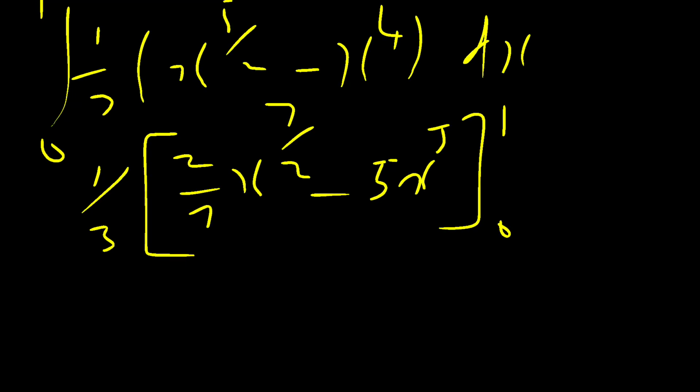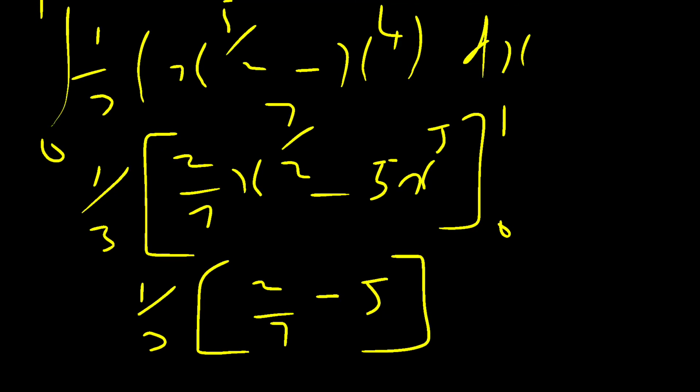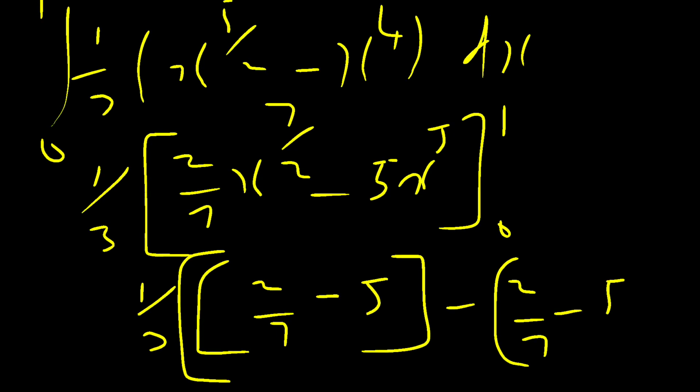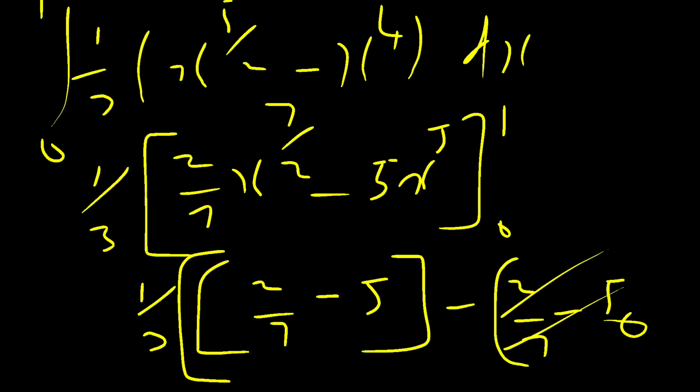Oh, this is from 0 to 1. So if you substitute this one 0 to 1, see that this is 1 over 3, 1, 2 over 7, take away 5. And the other one is take away, that is 0, 1, 2 over 7, take away 5. Oh, so this becomes 0, of course, tends to 0. So this is basically 2 minus that 5.